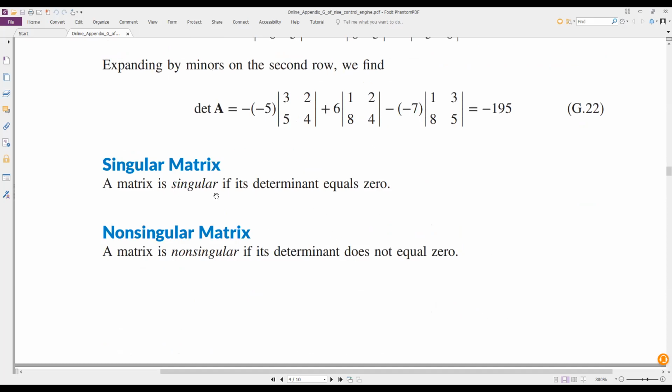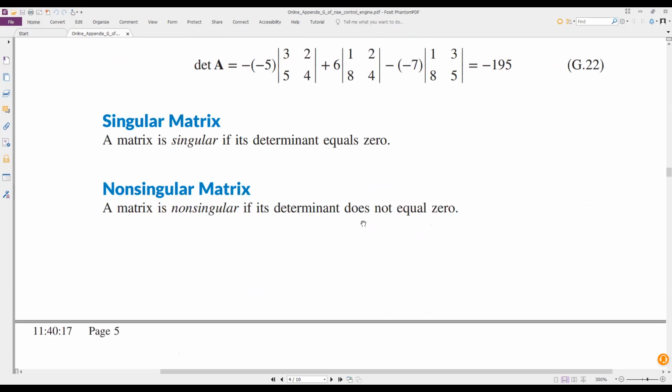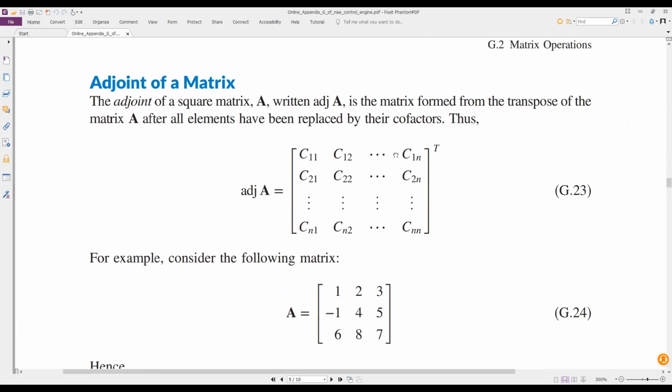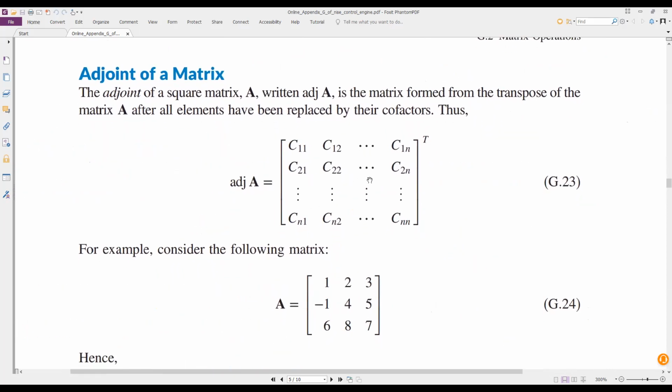A matrix is singular if the determinant equals 0, and non-singular if it does not equal 0. Okay, now another one, which is the adjoint matrix. Adjoint matrix, that is another important one. So we have seen the transpose matrix, determinant, and now we have to see the adjoint matrix. Then we can proceed to the next chapter.